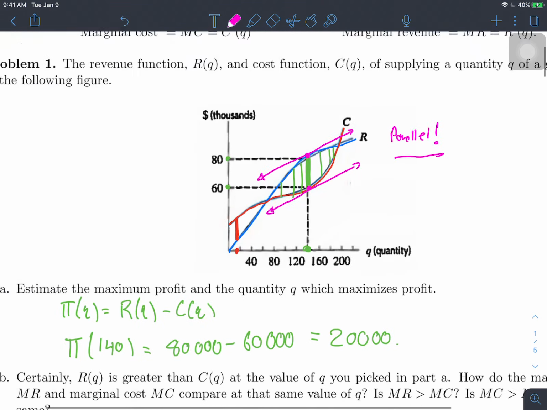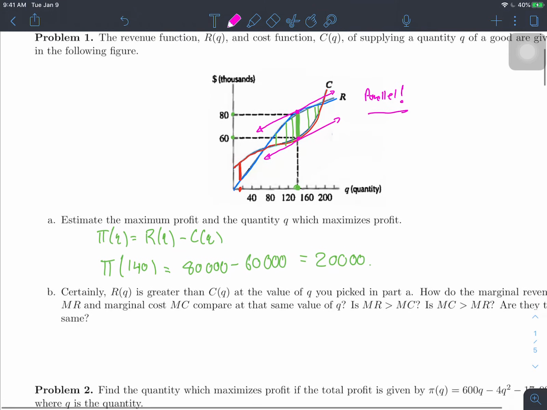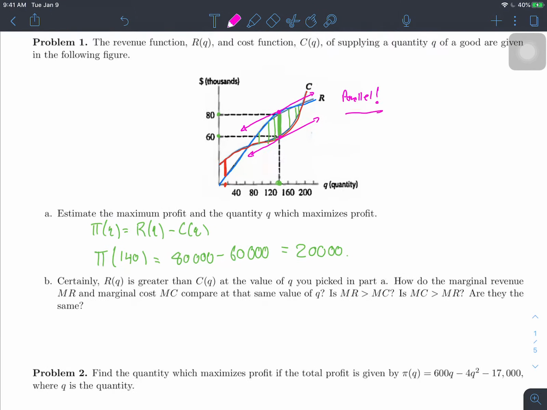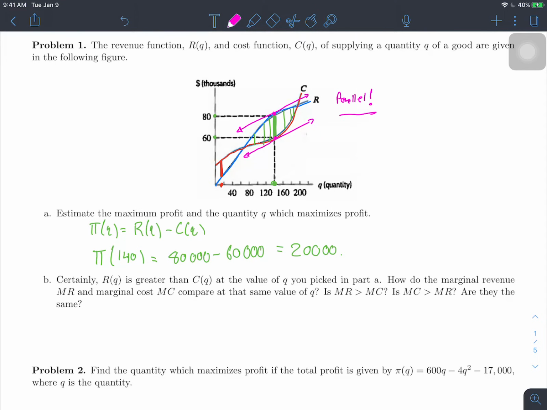Okay, so what is that saying? We know that the slope of this curve is C prime of Q. And the slope of this top curve is going to be R prime of Q. If the slopes are the same, then these two things are equal.